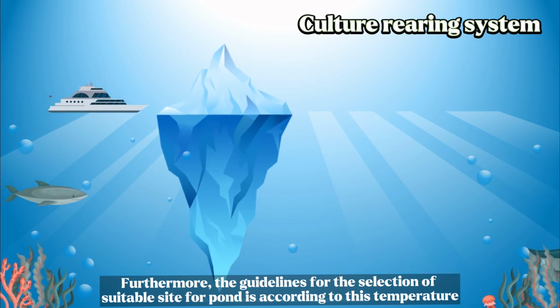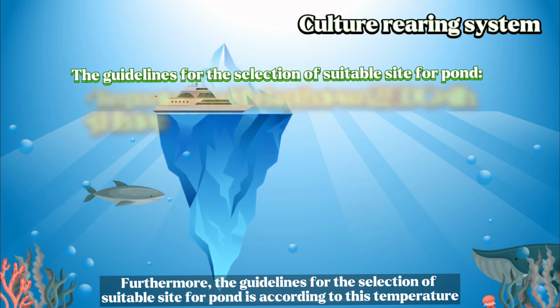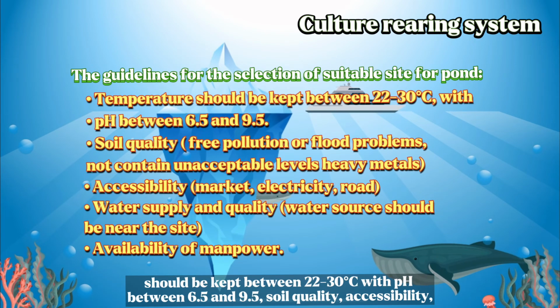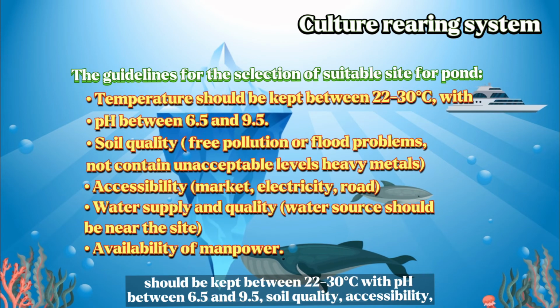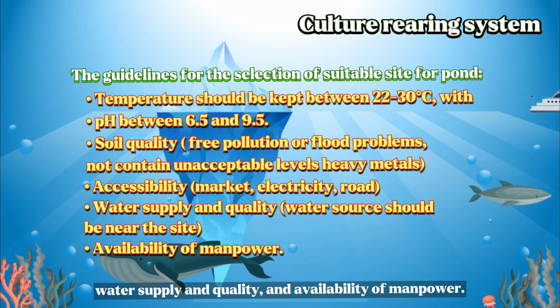Furthermore, the guidelines for selecting a suitable site for a pond are as follows. Temperature should be kept between 20 and 30 Celsius with pH between 6.5 and 9.5. Other considerations are soil quality, accessibility, water supply and quality, and availability of manpower.